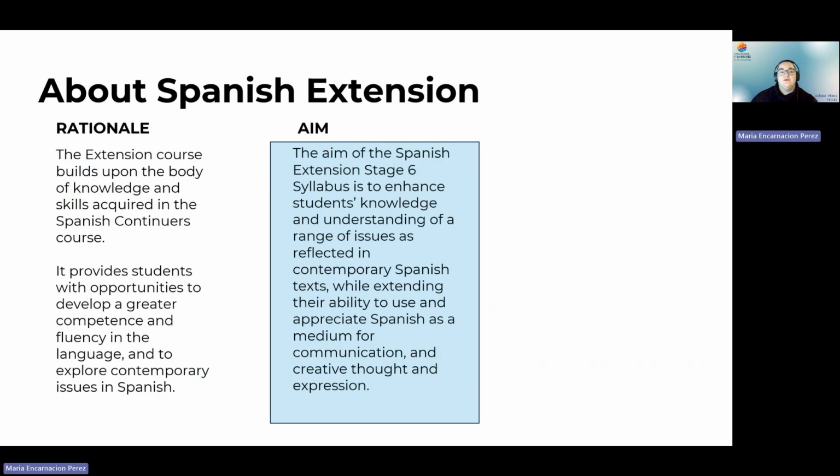The aim of the course is to enhance students' knowledge and understanding of a range of issues reflected in contemporary Spanish texts, while extending their ability to use Spanish for communication, creative thought, and expression.